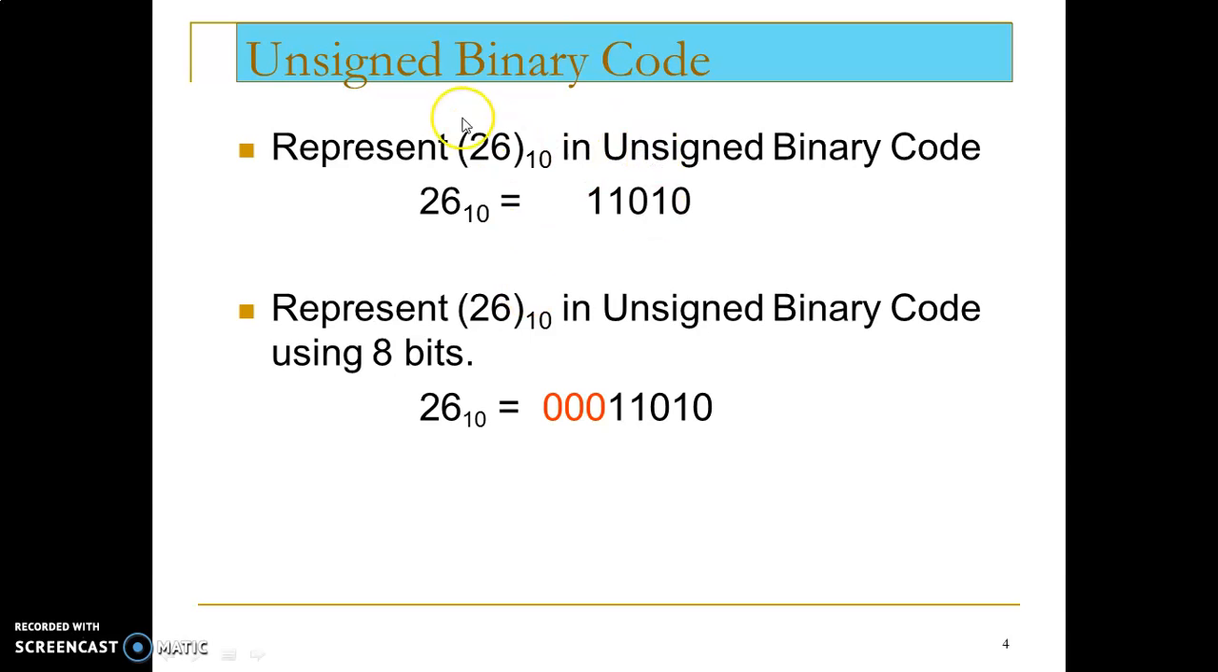Now let us see how to represent the decimal number in unsigned binary code. So just find the binary equivalent of this decimal number. So this is the unsigned binary code for this decimal number. The same way we can represent this using 8 bits. Just pad zeros here in front. So this is the unsigned binary equivalent of this decimal number.